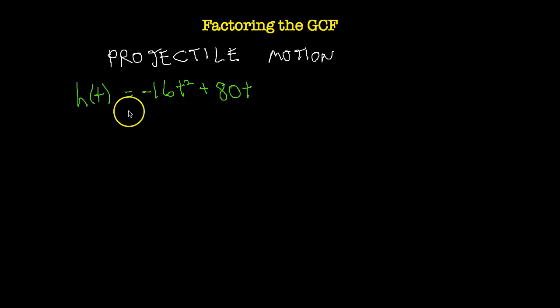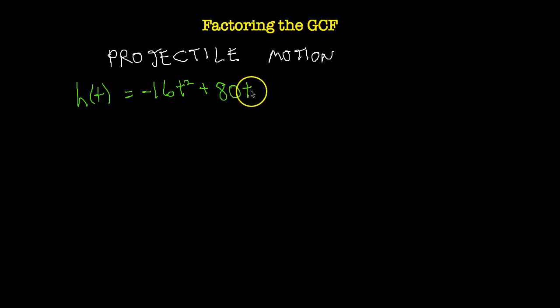All right, let me throw one more at you before I'm done with factoring the GCF, because this one's so powerful. There's an equation that tells us how things fly through the air. It's called projectile motion. And it looks a little bit like this, what you see right here. h equals negative 16t squared plus 80t. Notice I just said h. This is the height of an object, in feet. And t is time in seconds.